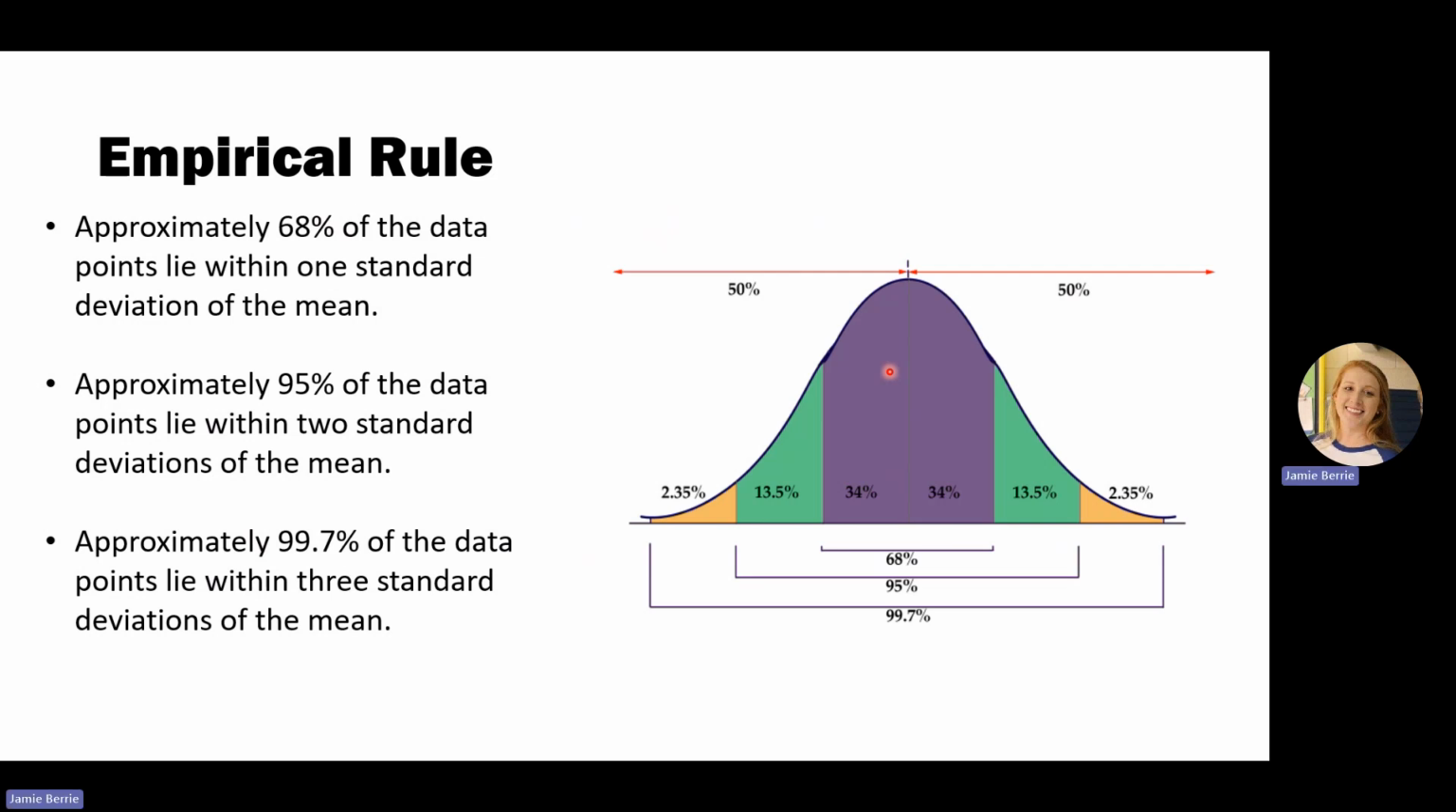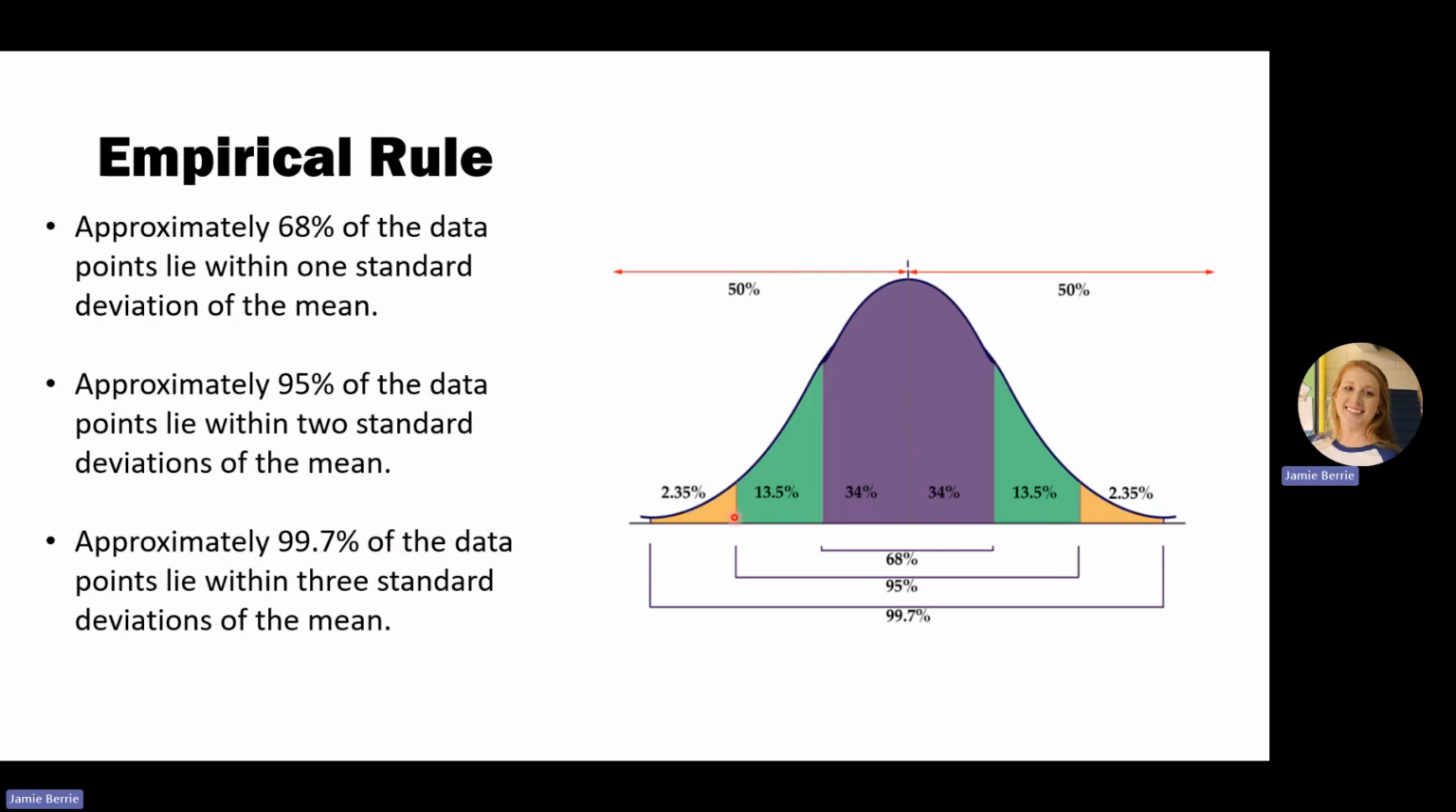All right, then next bullet point down, approximately 95% of the data points are going to lie within two standard deviations of the mean. All right, so that's the purple and the green. So you're saying I'm expecting 95% of my students in my class to have heights within two standard deviations of the mean. So most of my class is going to be in either the purple or the green areas. And then as I get out into my tails, I've got less and less people out here.